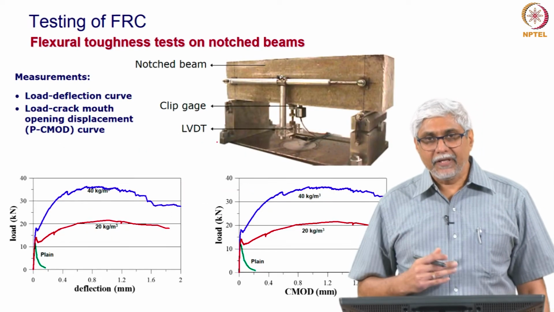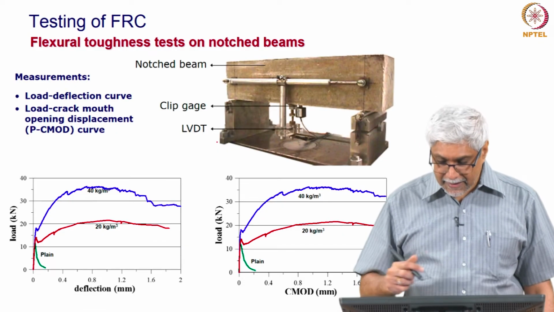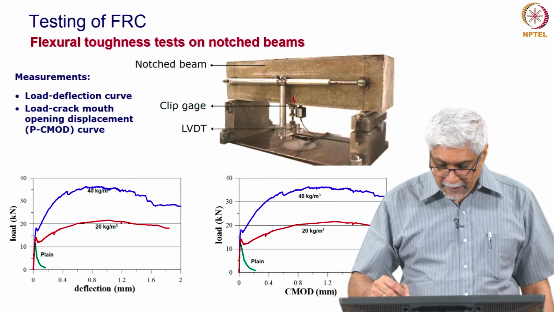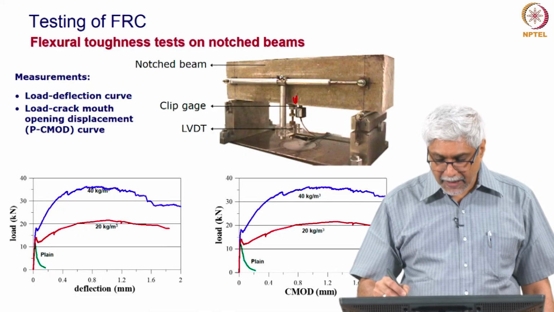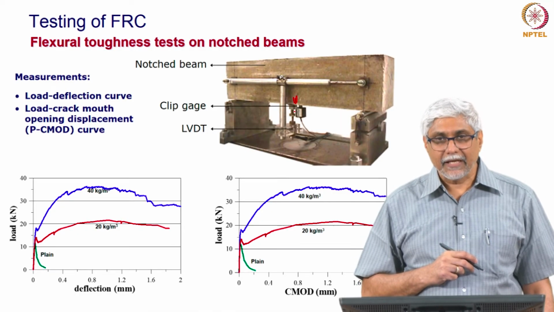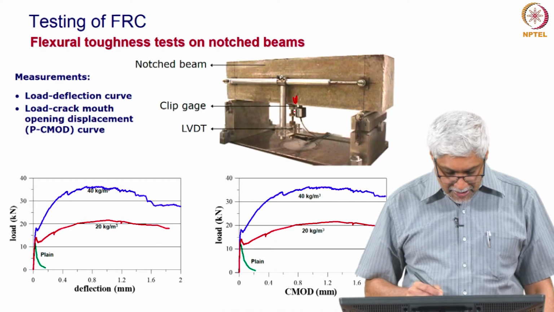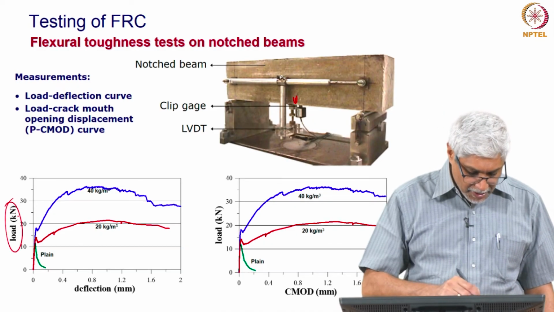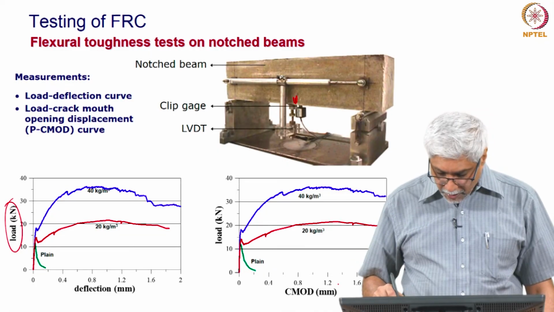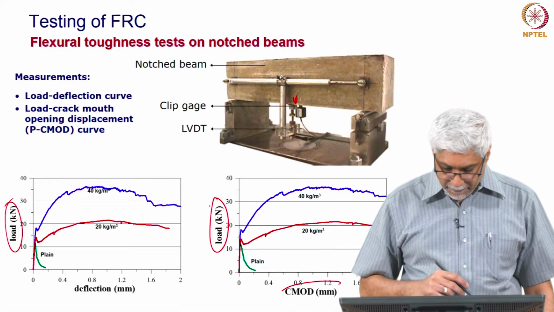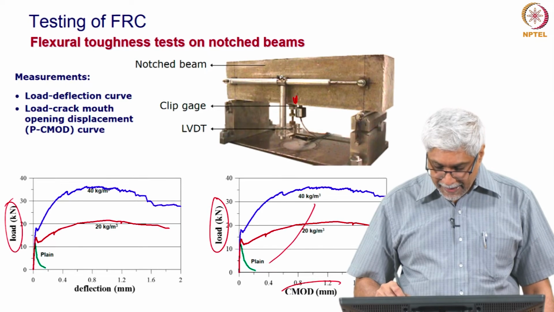The next step is to look at notched beams, where there is a notch cut in the beam, and then we can put an extensometer across and do the measurement more easily. It is easier to get a stable test, and you see some examples of load deflection obtained this way, or load crack opening obtained this way.